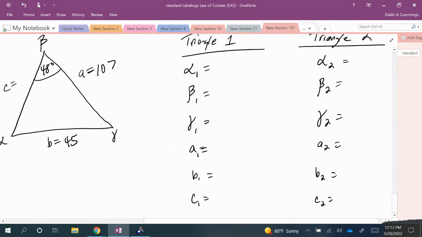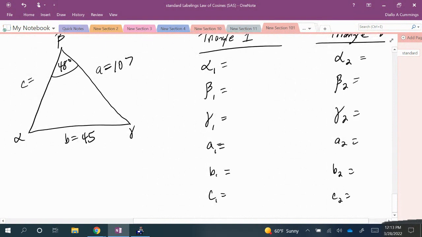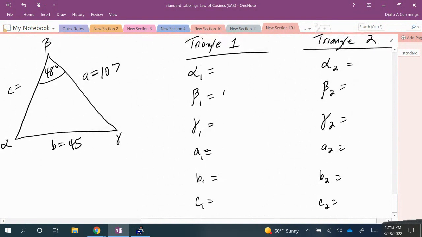So for both triangle solutions, the given information goes in both. So beta is 48 degrees here. It's also 48 degrees here. Side length A is 107 in both triangles, and B is 45 in both triangles.